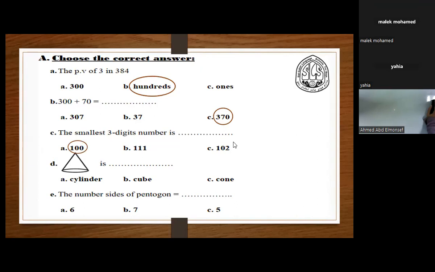Okay, Muhammad Ali. Yes, miss. Okay, this 3D shape is called what? Cylinder or cube or cone? Cone. Excellent.